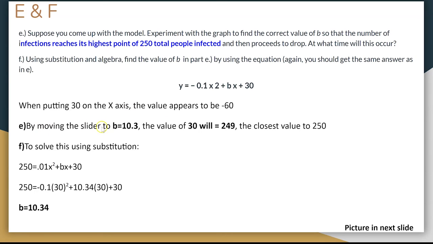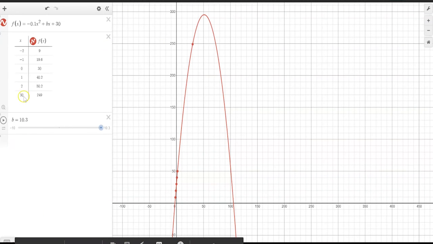So by moving the slider to 10.3, it would reach 249. If it was 10.34, it would be 250.2, but we just kept it at 249. And then to solve by substitution, you just plug in 30 for x and you put 250 on the other side, PEMDAS, and you get 10.34. As you can see here, when we put 30, it was 249 at 10.3.